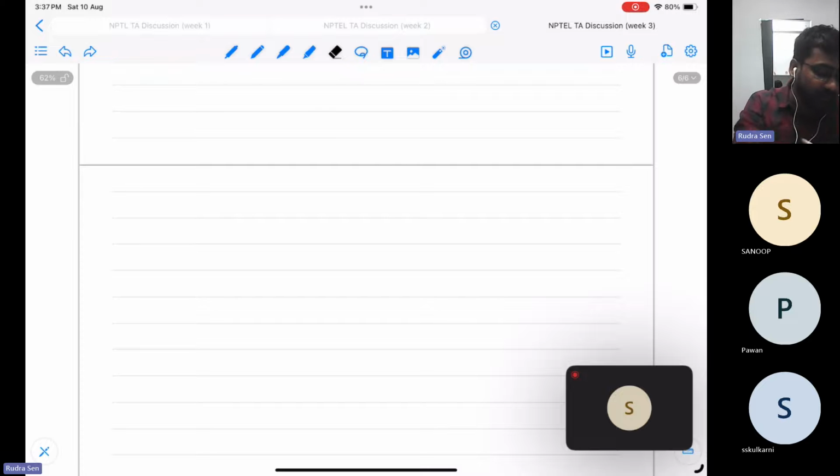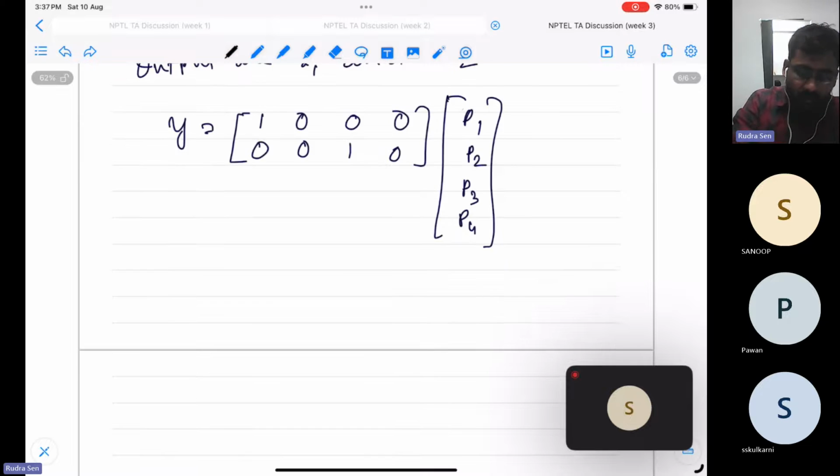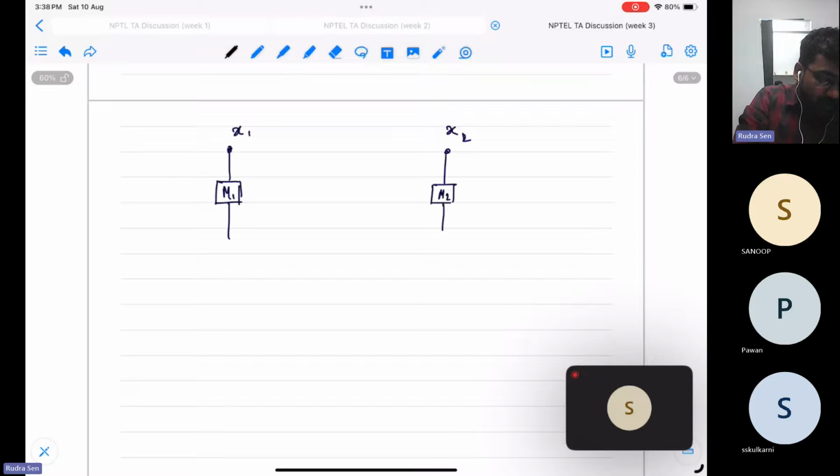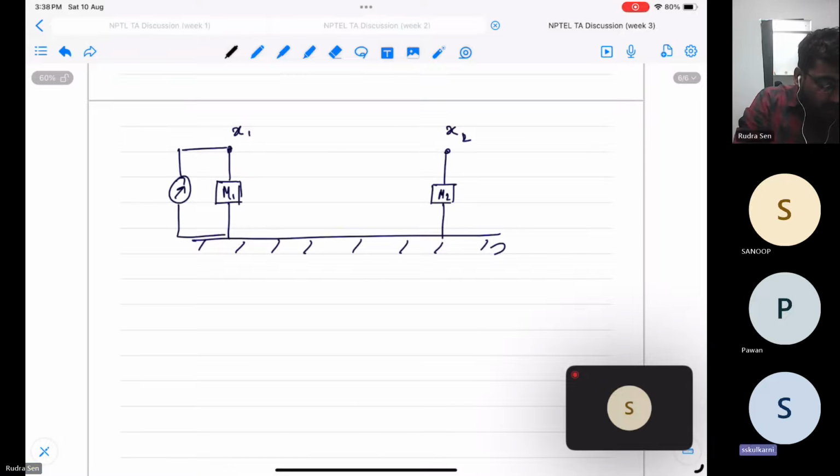It is basically just drawing the circuit. First, we choose the number of nodes based on the number of displacements. As you have studied, the number of nodes is basically the number of displacements. So this is x1, this is x2. The mass m1 and mass m2 are attached to the displacement with respect to the reference. This is the reference, and the force is acting on mass 1.